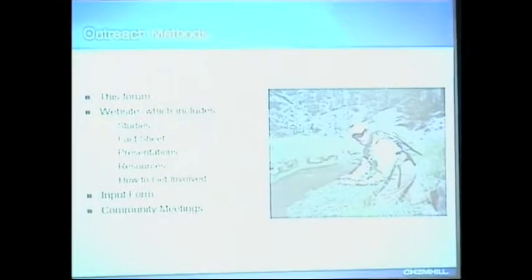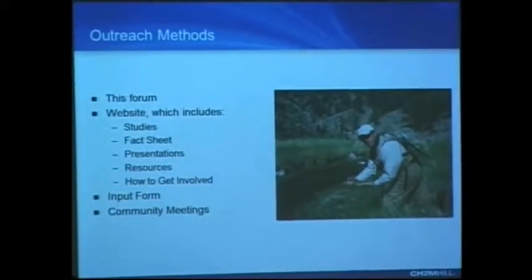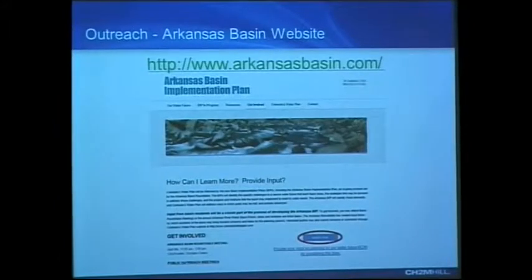So the outreach methods that we're using, one is this forum, and Kim will talk a little bit about the maps out on the walls and how we're using that as an opportunity for you to provide input. We also have the website, and that has a lot of the information, the studies, the reports, the presentations. So if you're looking for more information, you can go to that website, and I'll show that here in another slide. And there's a way for you to get involved. You've heard about this input form. We have hard copies here for you to pick up today, or you can use the maps on the wall outside. And then we have a bunch of community meetings coming up.